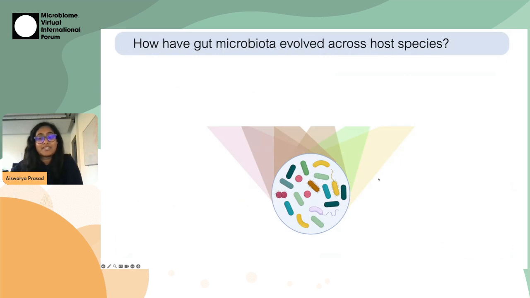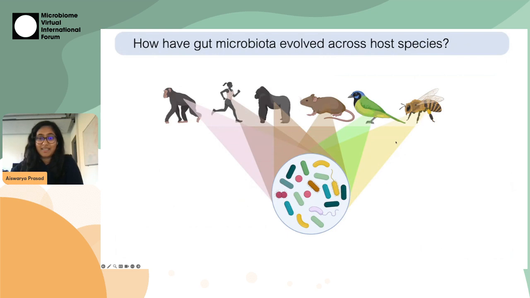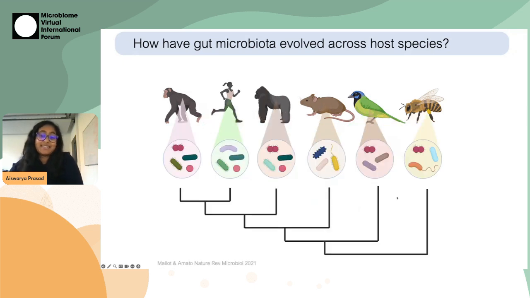Microbial communities are everywhere and associated with animals across the tree of life. A question that remains, though, is how have they evolved and how is their structure shaped? To ask this, we need to compare the gut microbiome of animals that are evolutionarily related across host species. And then we can ask what are the underlying processes that shape this diversity.